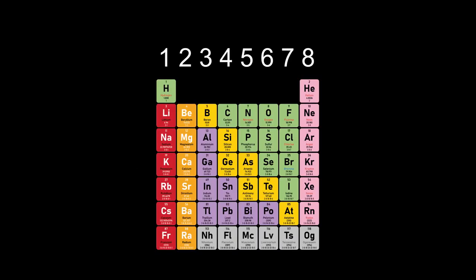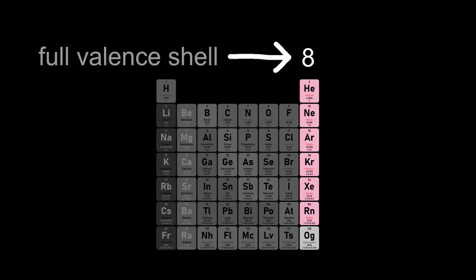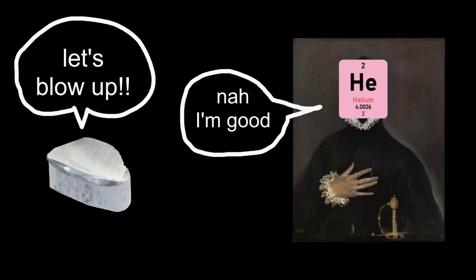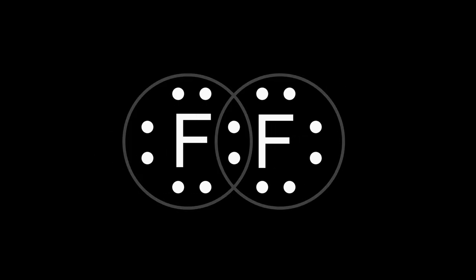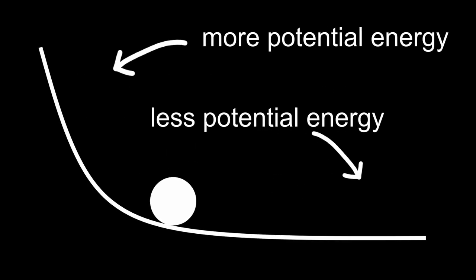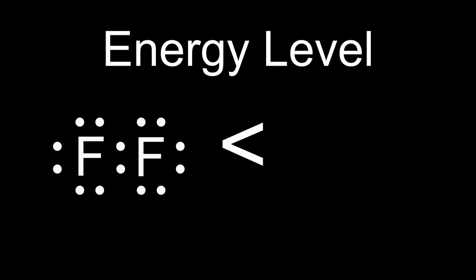If you think back to the periodic table, you'll see that all noble gases already have a full outer shell, which is why they don't really want to react with anything. If 2 atoms don't have a full outer shell, but can achieve one by sharing electrons, they will naturally do so, the same way a ball will go downhill, as their combined energy would be lower than if they were separate.